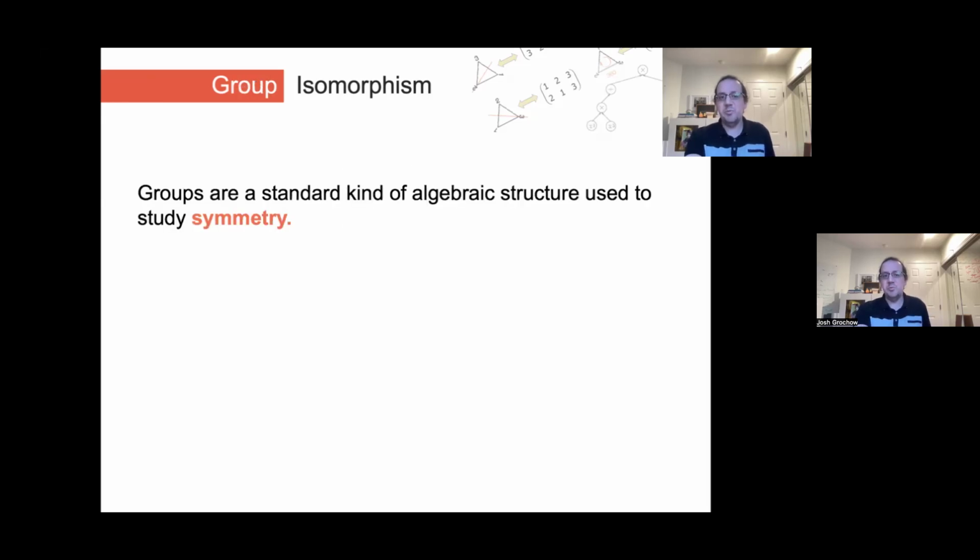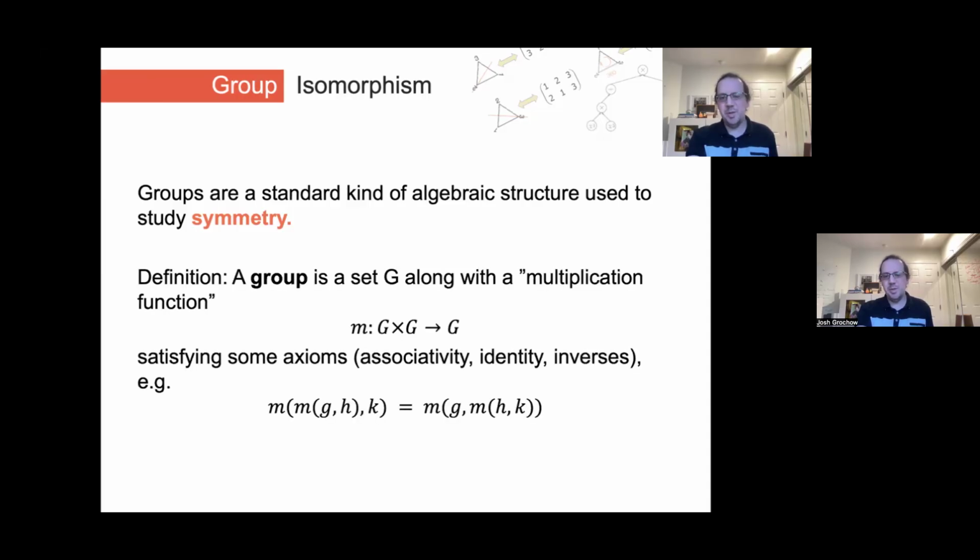Okay. If you haven't seen groups before, groups are a very standard kind of algebraic structure that are used to study symmetry. And they're so standard that some people even say that group theory is the study of symmetry. I'll give you the definition, but the intuition is you have a set G, which in this talk will always be finite, and you have some notion of multiplication in G, which is just a function that takes in pairs of elements of G and spits out an element in G, and it should satisfy some axioms. And these axioms are motivated by things that symmetries should satisfy. So associativity, there should be an identity operation in G, and everything should have an inverse under this notion of multiplication.